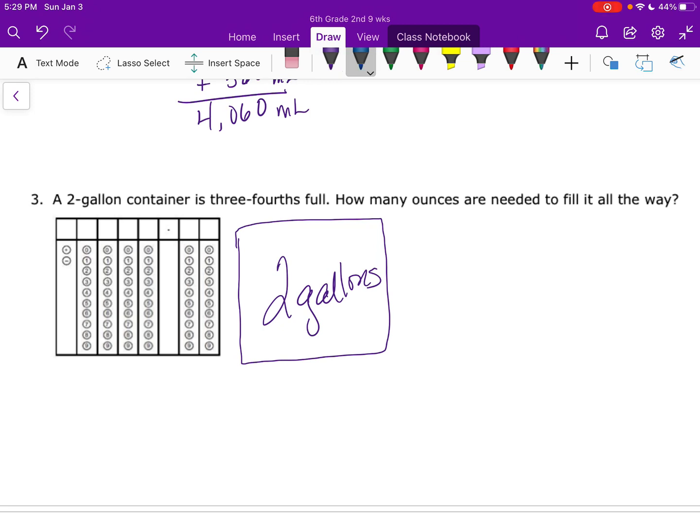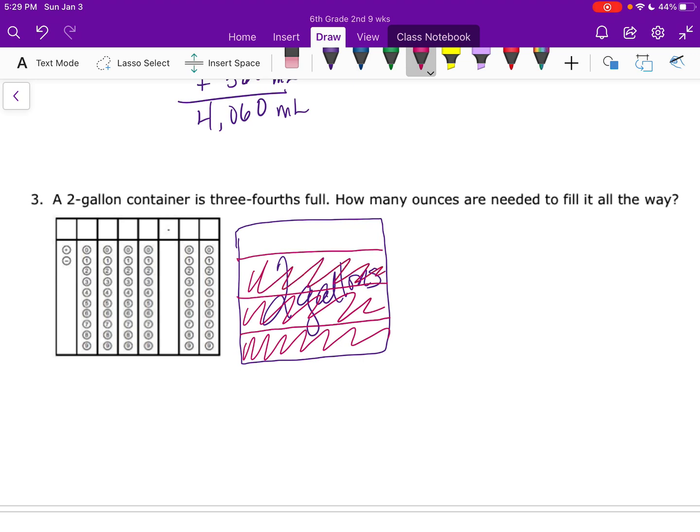So, actually, let's make that a little bit more dramatically different color. So that means we need to take this and break it into 4 pieces. So it's 3/4 full. So this is full. This has stuff in it. This has stuff in it. And the top part doesn't.